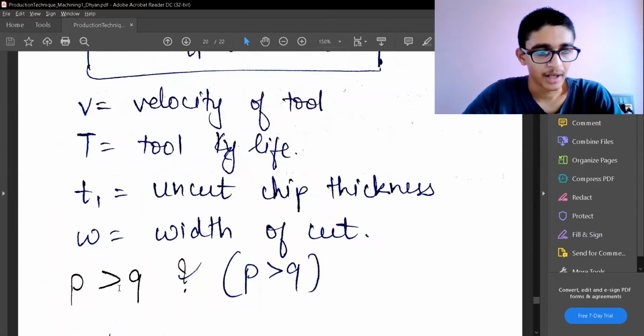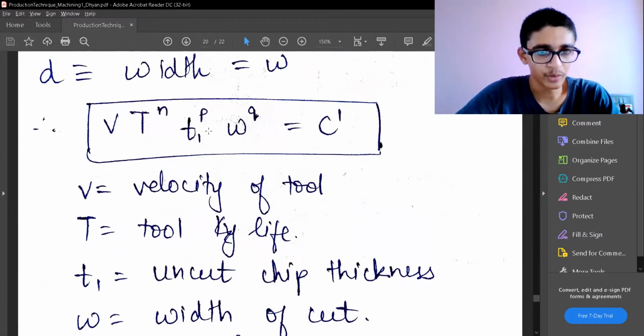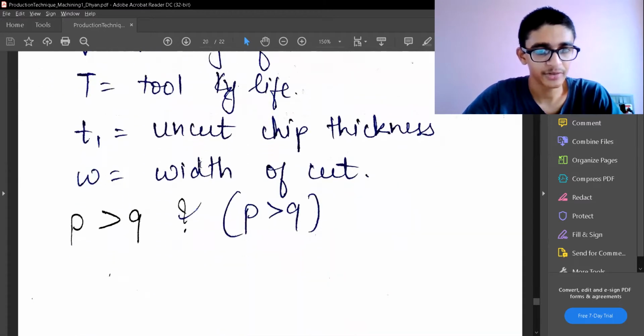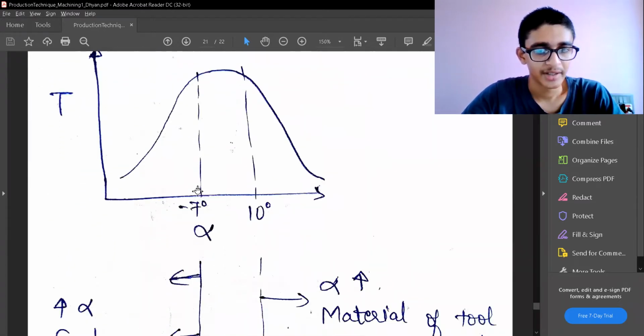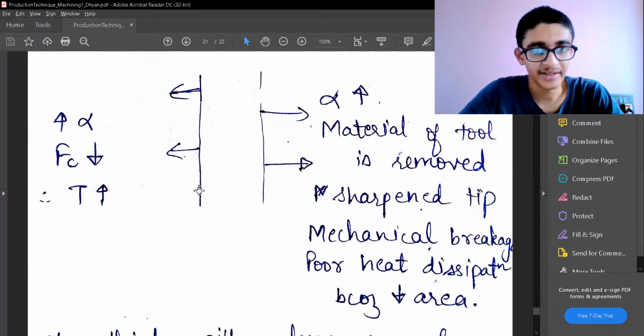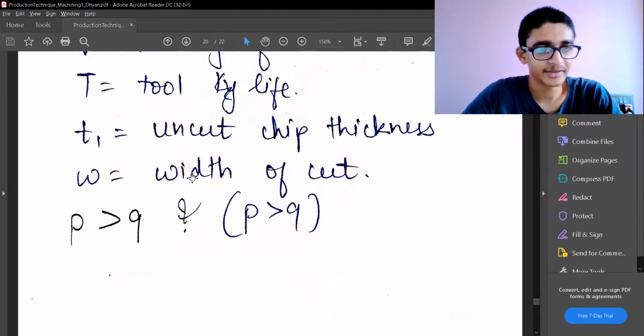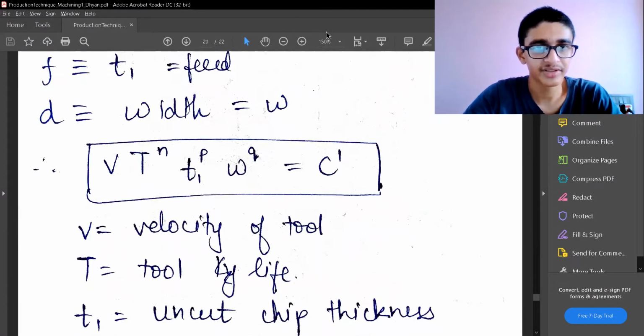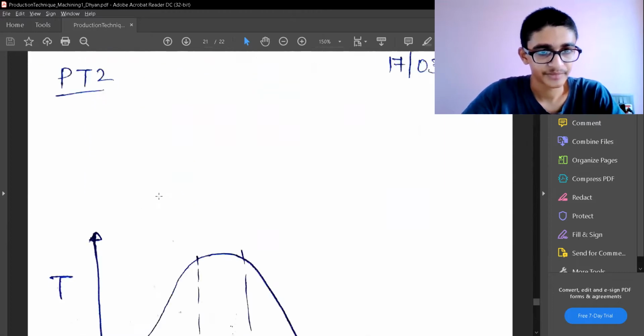And generally, we have seen that P is greater than Q. This is not some rule, but generally P is greater than Q. So that is useful. And we can see that this will be very much useful when we are going to use it in economics of machining, where we need to use the tool life approximation also.